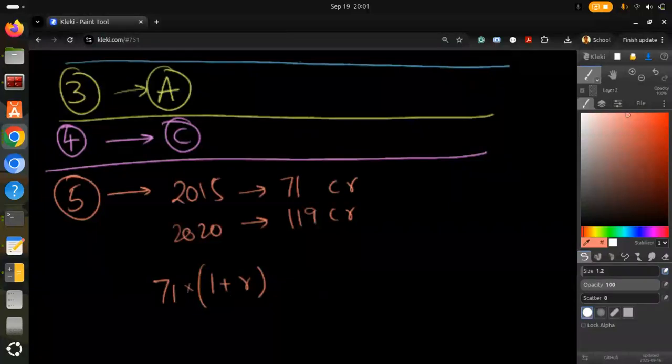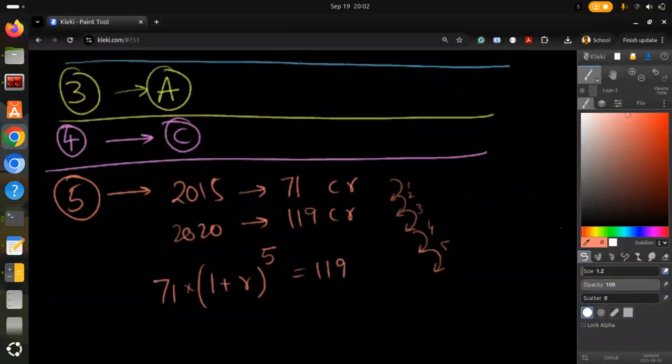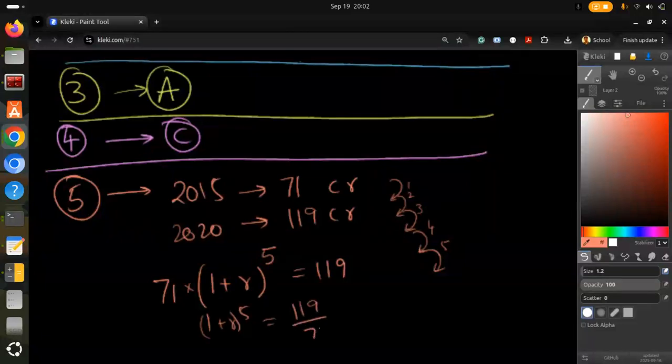If I multiply 71 with 1 plus R, where R is a percentage, let's say 2% for example, so 1 plus 2 by 100. And this happens how many times? 15 to 16, 16 to 17, 17 to 18, 18 to 19, 19 to 20. So 1, 2, 3, 4, 5 times this is increasing, and then I get 119. So from this, 1 plus r to the power of 5 is 119 divided by 71.